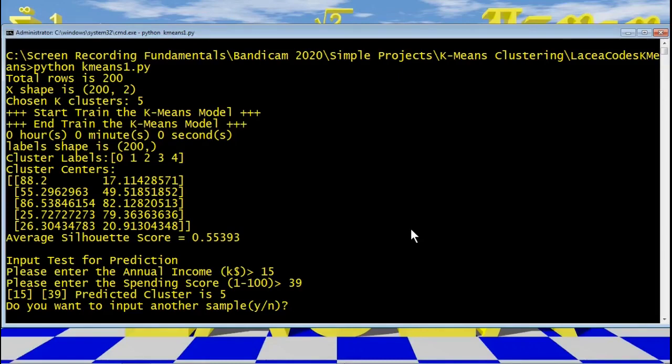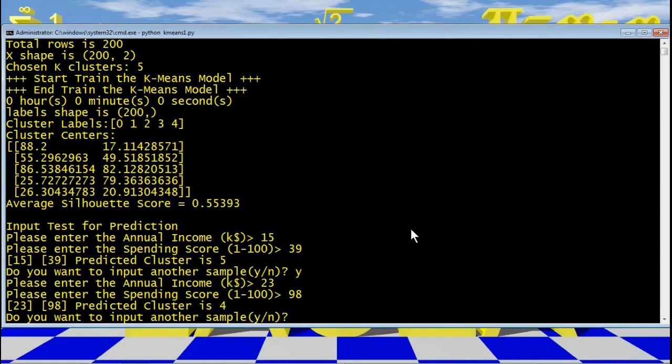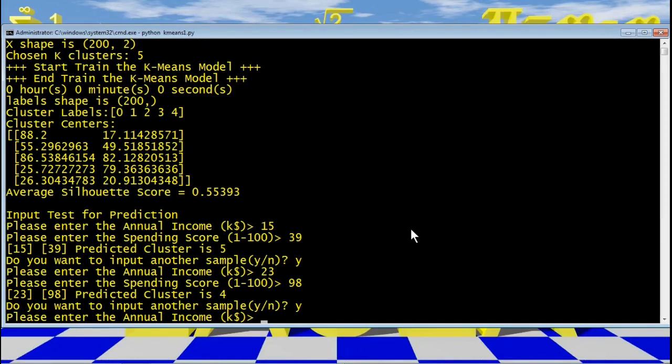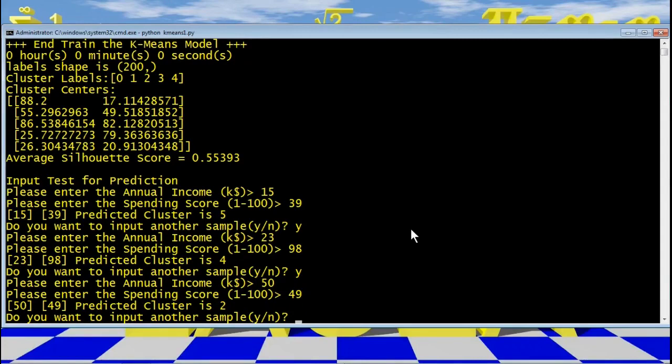Do you want to input another sample? Yes. Enter the annual income. I type 23. The spending score, I type 98. The predicted cluster is 4. Do you want to input another sample? Yes. I input the annual income 50. I input the spending score 49, and it predicts that the annual income of 50 and spending score of 49 belongs to cluster number 2. Do you want to input another sample? No.